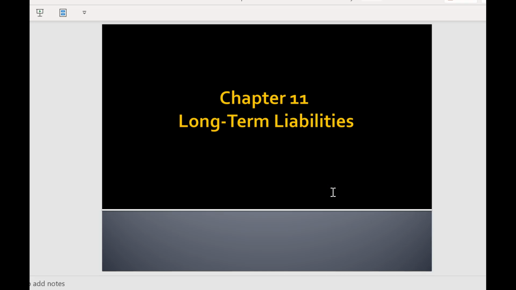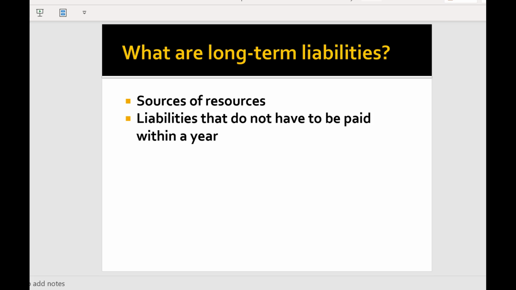In this video, I'll introduce long-term liabilities and their accounting recognitions. What are long-term liabilities? Long-term liabilities are sources of resources and they do not have to be paid within a year. As I said, if a long-term liability, say a 5-year bond, is approaching the end of its maturity, say next year, within 12 months, it has to be paid back, so it will be reclassified as a current liability.